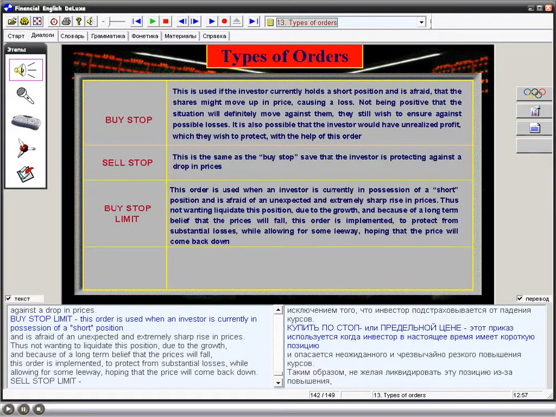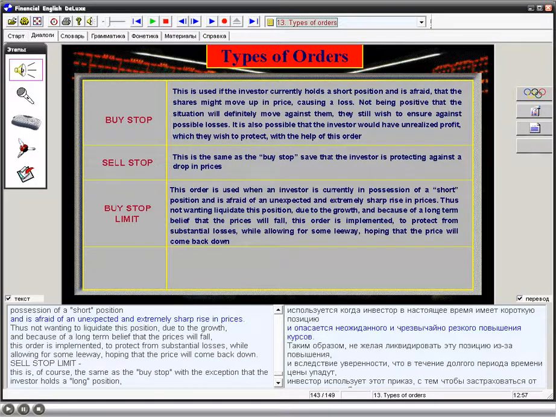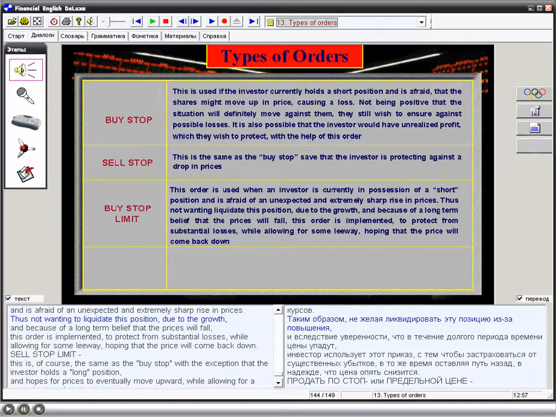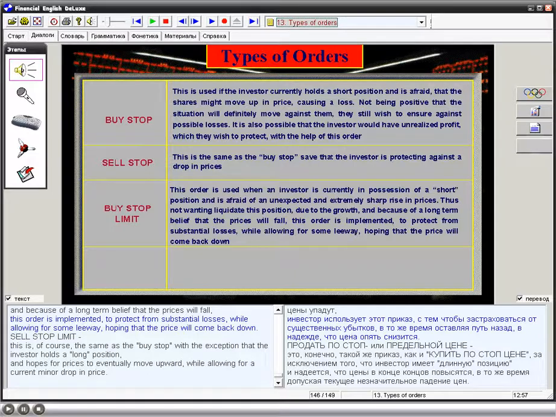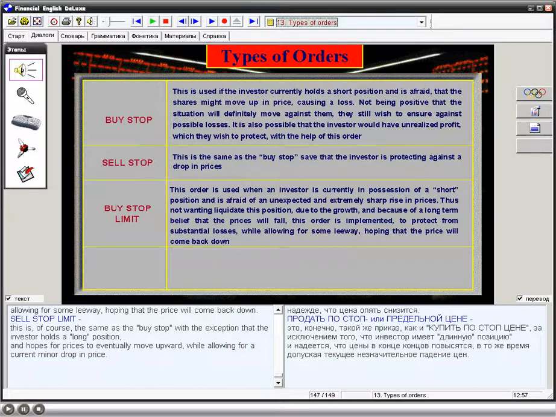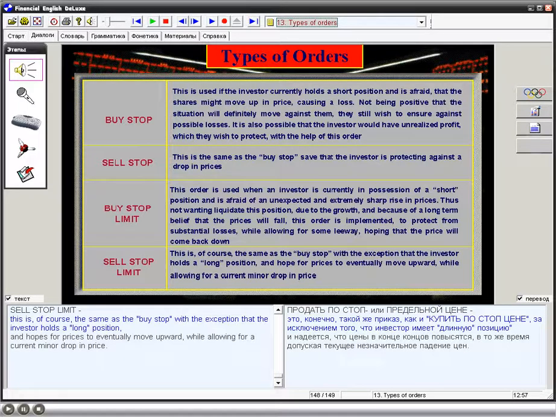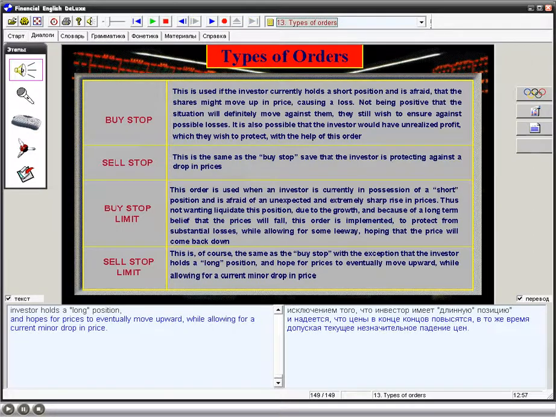Buy stop limit. This order is used when an investor is currently in possession of a short position and is afraid of an unexpected and extremely sharp rise in prices. Thus, not wanting to liquidate this position due to the growth, and because of a long-term belief that the prices will fall, this order is implemented to protect from substantial losses while allowing for some leeway, hoping that the price will come back down. Sell stop limit. This is, of course, the same as the buy stop, with the exception that the investor holds a long position and hopes for prices to eventually move upward while allowing for a current minor drop in price.